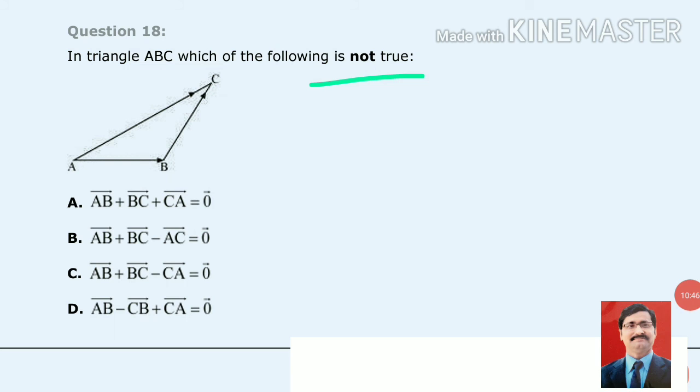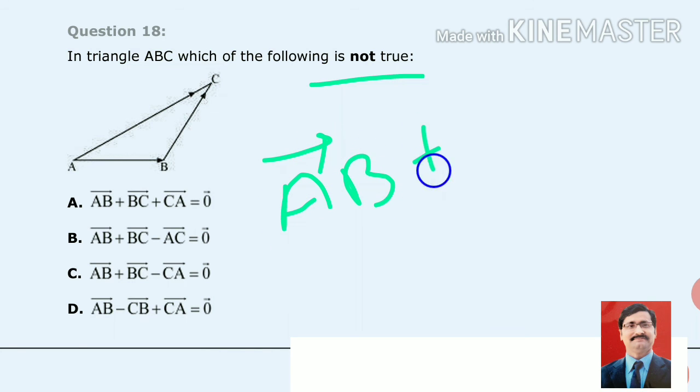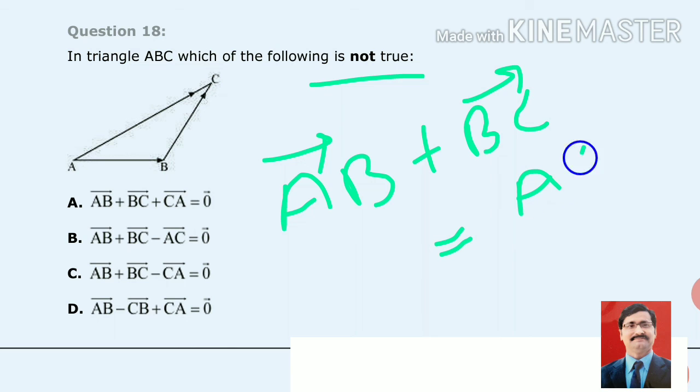What is not true, meaning what is false, that you have to find out. So look here in this diagram, we have AB vector plus BC vector is equal to AC vector. Okay, first, what is AB we have, BC we have, and opposite to AC will be CA, that is given to you here. So this is correct.